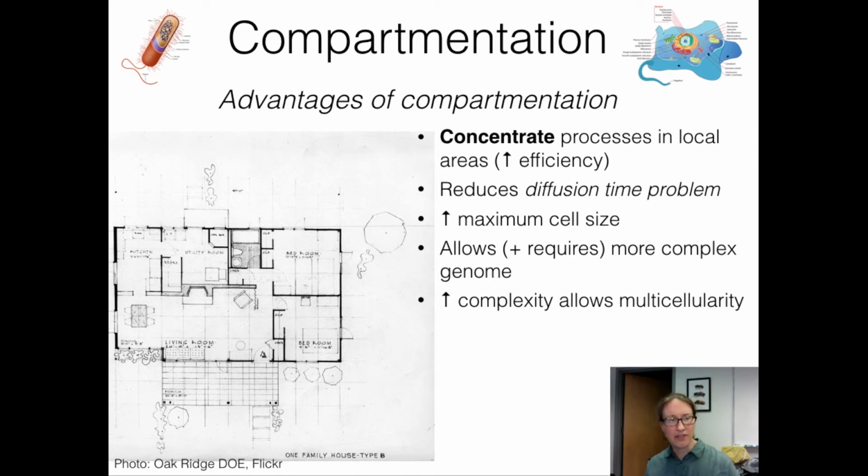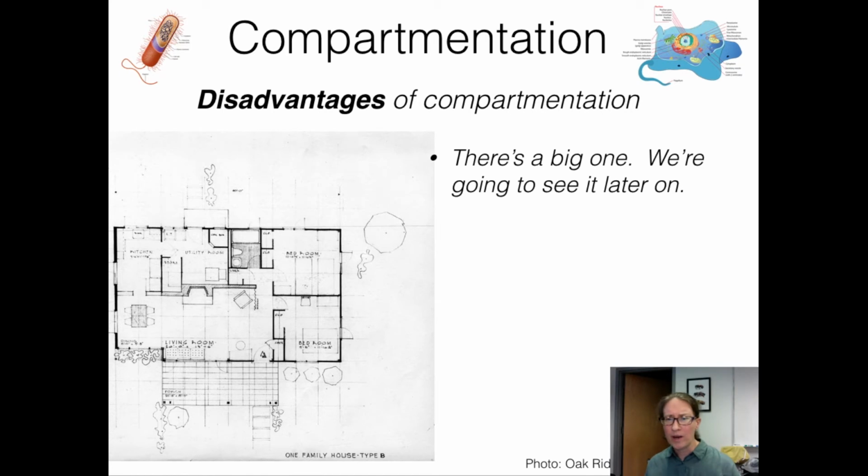All right, so that all sounds great, but what about disadvantages? I'm actually going to leave you with a cliffhanger for a moment. There's at least one big disadvantage to this compartmentation, and we're going to see exactly how larger eukaryotic cells manage this bigger disadvantage later on in the semester. And in spite of this disadvantage, eukaryotic organisms are now very common across the planet.